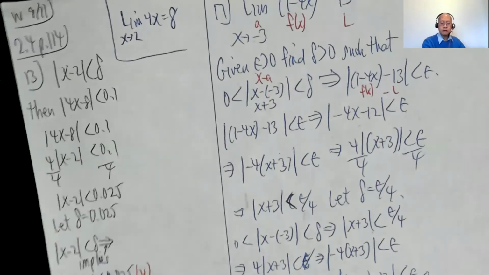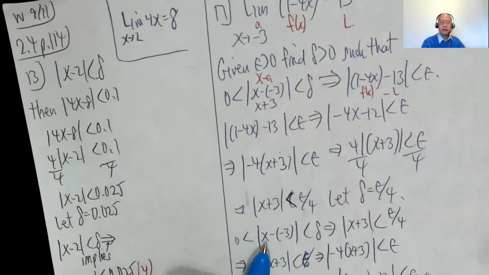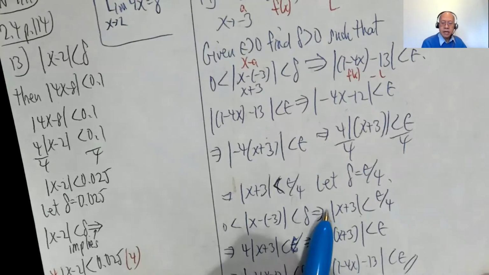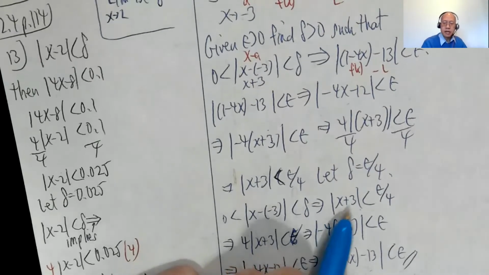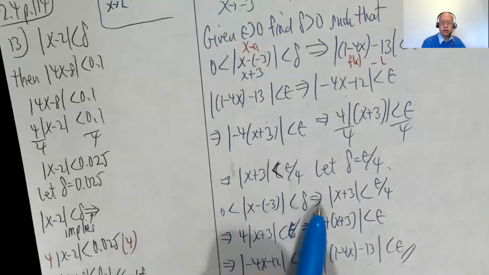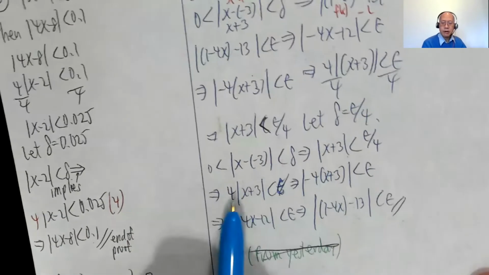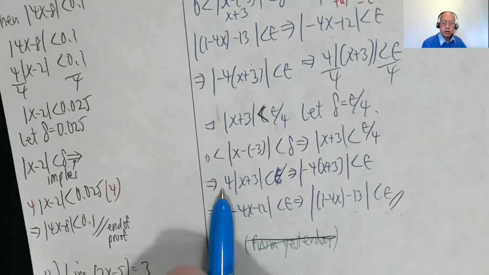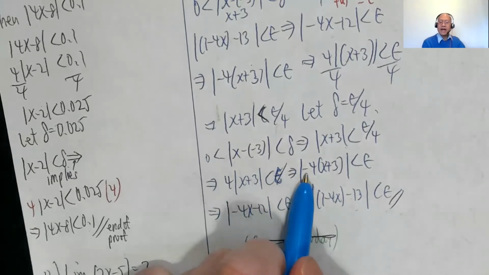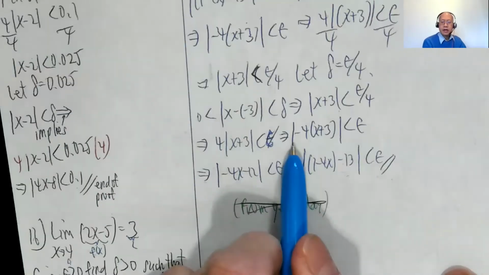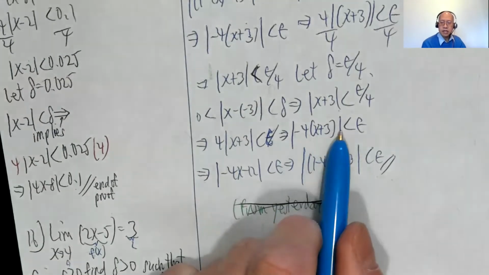Now for the formal proof. 0 less than absolute value of x minus a, x minus negative 3, is less than delta, means absolute value of x plus 3 is less than epsilon over 4. Usually when you get to this stage, you can ignore the 0, just drop the 0. Okay, multiply both sides by 4: 4 times absolute value of x plus 3 is less than epsilon. Distribute the 4 back in and make it a negative 4, which is required. You're just sort of retracing your steps back here. Absolute value of negative 4 times x plus 3 is less than epsilon.